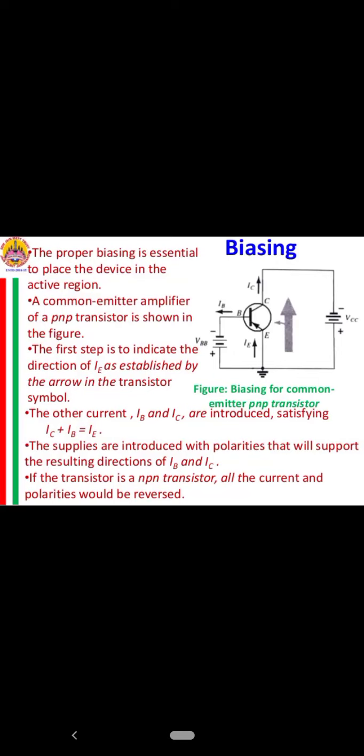A common emitter amplifier of a PNP transistor is shown in the figure. The first step is to indicate the direction of IE as established by the arrow in the transistor symbol. The other currents IB and IC are introduced, satisfying IC plus IB is equal to IE. The supplies are introduced with polarities that will support the resulting direction of IB and IC. If the transistor is an NPN transistor, all the currents and polarities would be reversed.